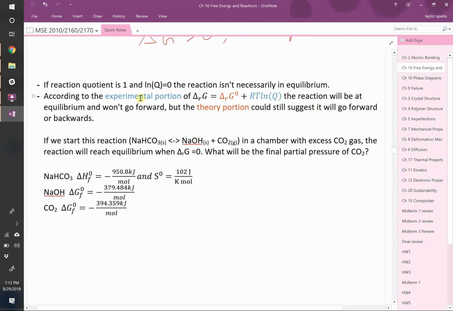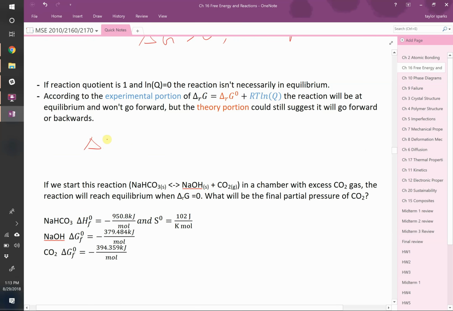How about this one? It says, if the reaction quotient is 1, meaning when you plug in the partial pressures and the activities, all that, Q comes out to be 1, then the natural log of Q equals 0. It says the reaction isn't necessarily in equilibrium, right? That doesn't mean it's in equilibrium. When reactions are in equilibrium, that's when delta Rg, the change in free energy, is 0 for the overall reaction, right? So let's write it like this.